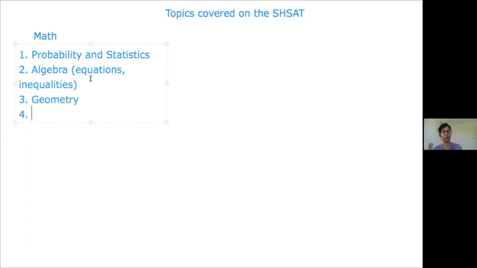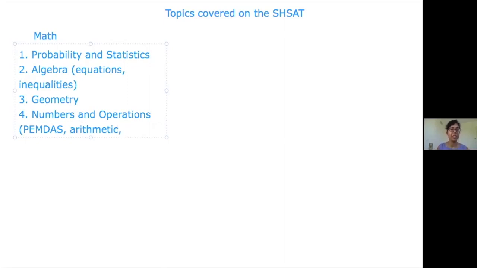The other two I would categorize as numbers and operations, and that includes PEMDAS. You always want to remember PEMDAS, right? That will apply for the rest of your life if you're doing math. Other basically arithmetic operations, multiplication, addition, subtraction, that sort of stuff, fractions, decimals, all that stuff.